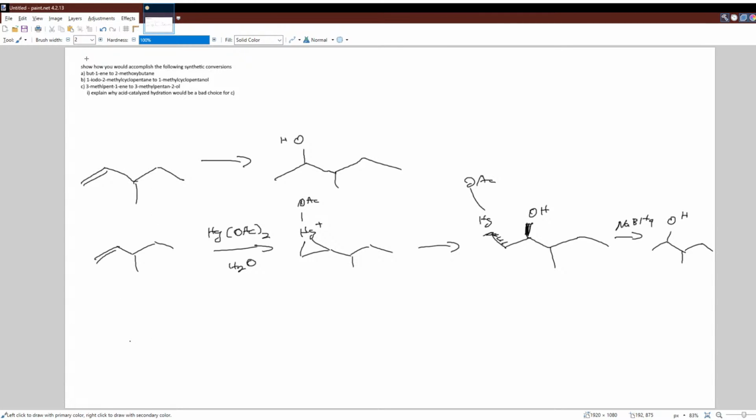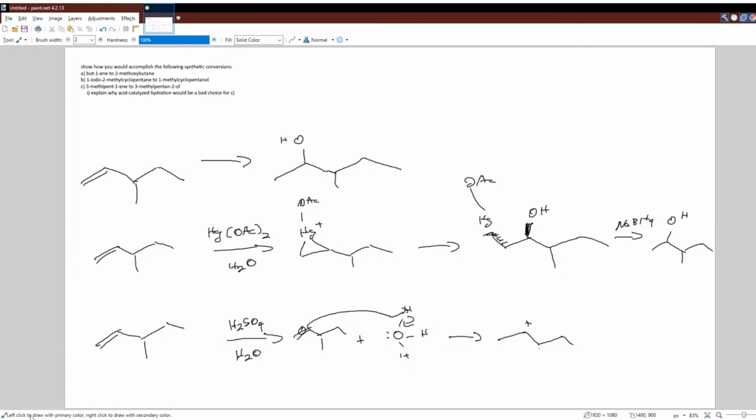And we get this thing. Yay! Now, as to why acid catalyzed hydration would be a bad choice for C, let's look at acid catalyzed hydration first. So dilute acid. What happens here? We form a carbocation. Is it going to attack like this? I don't remember my acid catalyzed reaction here. Fairly certain it takes one of these away. Okay, and then we get a carbocation like this.